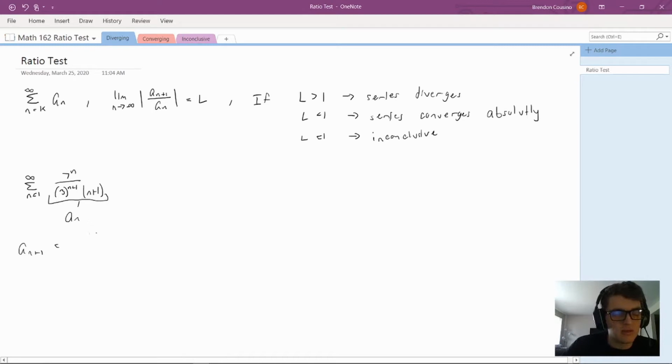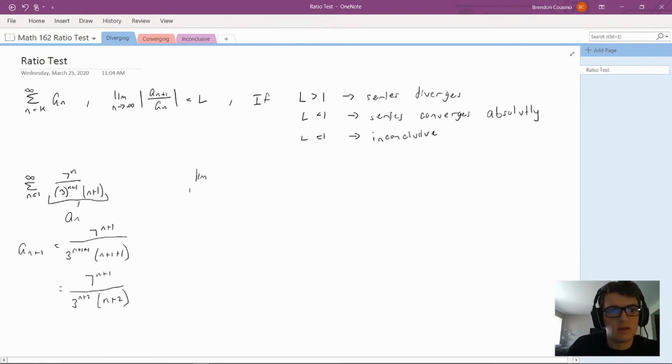So this is n plus 1, so anywhere we see an n, we're just going to plug in n plus 1. So this is going to be 7 to the n plus 1 divided by 3 to the n plus 1 plus 1, and then n plus 1 plus 1. Okay, and so then this is going to be equal to 7 to the n plus 1 over 3 to the n plus 2 times n plus 2.